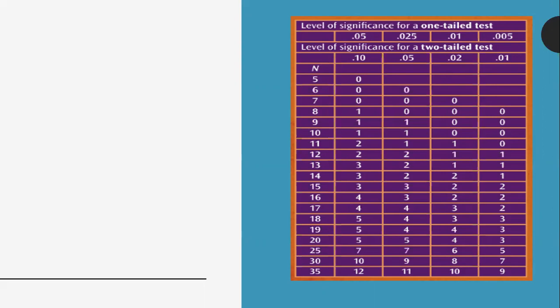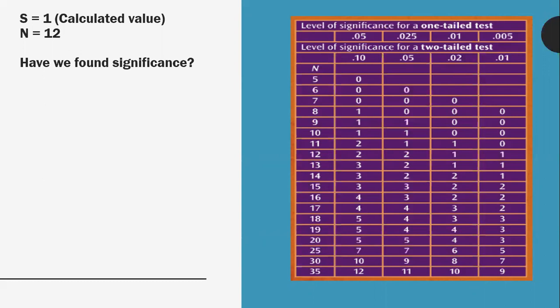We learned what the critical value was in our first session, looking at some of the key concepts. The critical value table has been created by mathematical statistical people, statisticians. So we don't need to do any calculations here. You will find this one in your textbook on page 198. So this is our critical value table. We know S equals 1, that's our calculated value, the one we've just worked out. We know N equals 12, the number of valid results that we got. Now we need to work out if we have found significance.